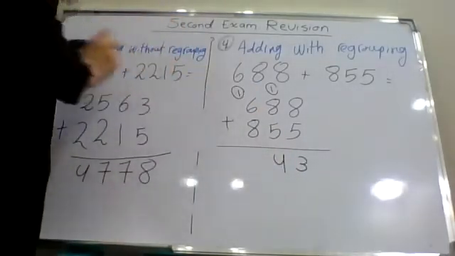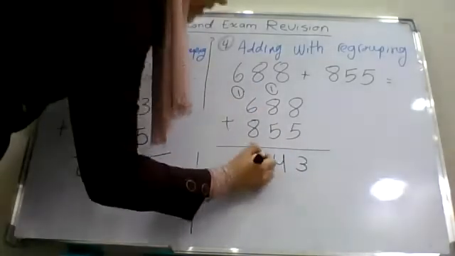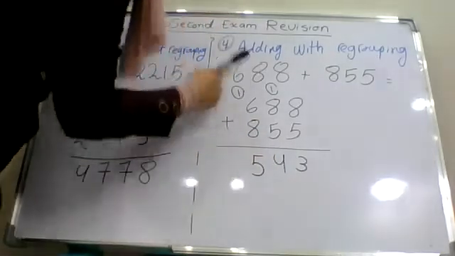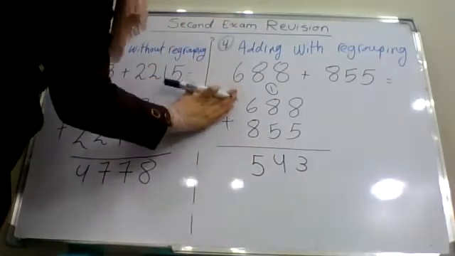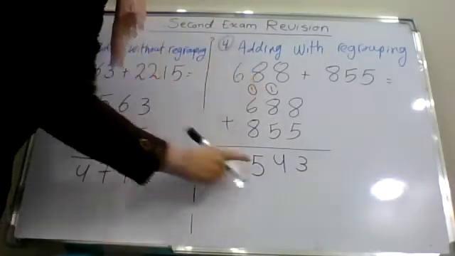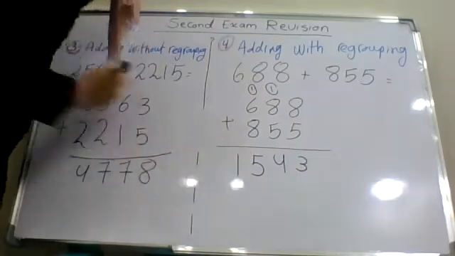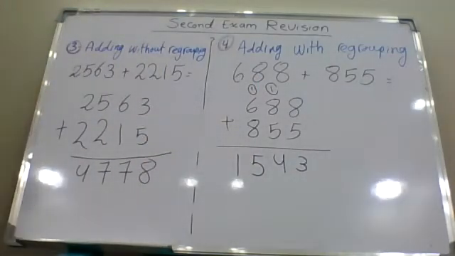Okay, 1 plus 6 equals 7. 7 plus 8 equals 15. So I don't have any number over here to carry it. Sorry, it should be here on top of 6. So I write it directly next to the number. So the answer is 1,543. Okay, so this is the fourth subject, which is adding with regrouping, with carrying.